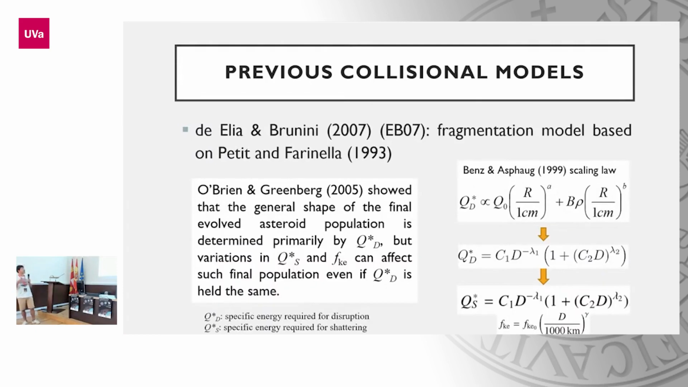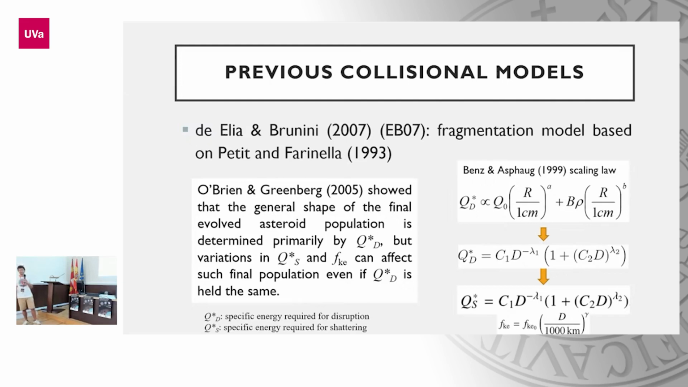The first one takes a fragmentation model based on Petit-Farinella, which is actually the same one that we used too, but they also take into account the work of O'Brien and Greenberg that showed that the general shape of the final evolved asteroid population is determined primarily by QD, which is the specific energy required for disruption, but variations in QS, which is the specific energy required for shattering, and fKE can also affect such a final population even if QD is held the same. Basically QD and QS are different from each other because QD takes into account the reaccumulation of fragments into the bigger body after the collision, while QS doesn't.